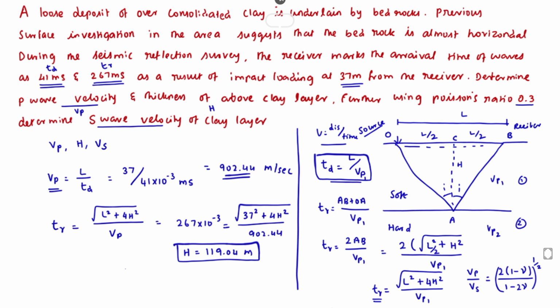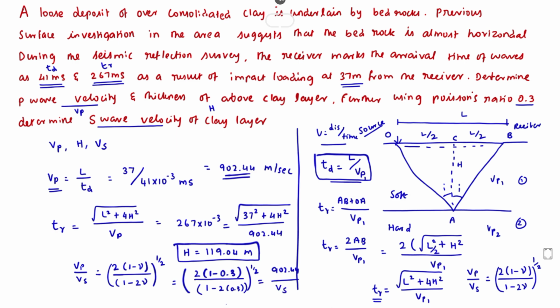Next we have to find the Vs value. We know the formula: Vp divided by Vs equals the square root of 2 into (1 minus Poisson ratio) divided by (1 minus 2 Poisson ratio). Substituting the values, with Poisson ratio 0.3: the root of 2 into (1 minus 0.3) divided by (1 minus 2 into 0.3) equals 902.44 divided by Vs. The only unknown is Vs, so Vs equals 482.5 meters per second. This is the final answer.